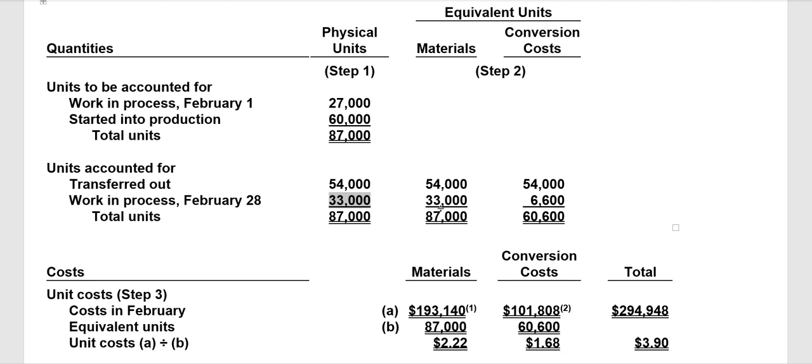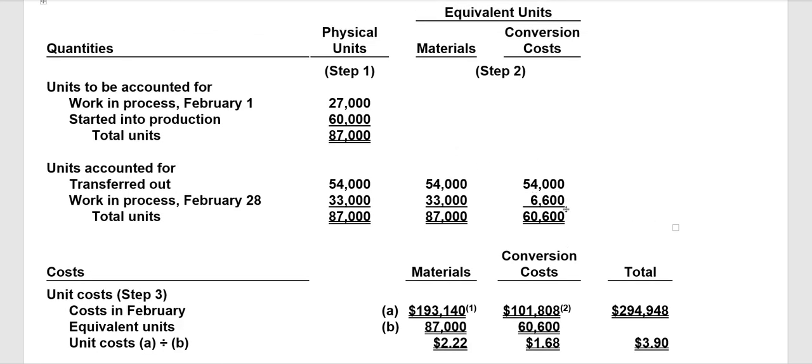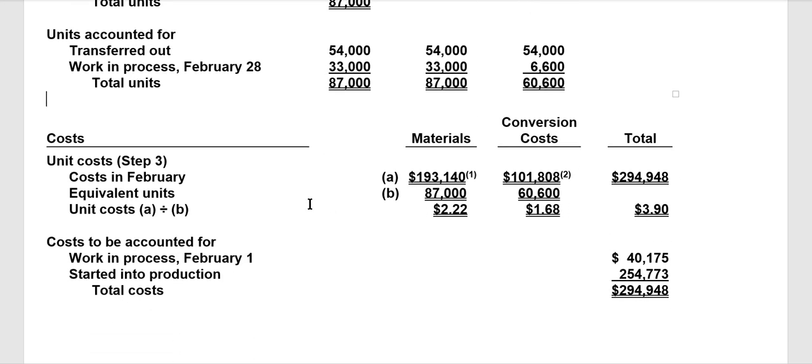You then add the 54,000 and the 33,000. The total equivalent units for direct materials would be 87,000, and the total equivalent units for conversion would be 54,000 plus 6,600, giving you a total of 60,600. We would have completed steps 1 and 2.